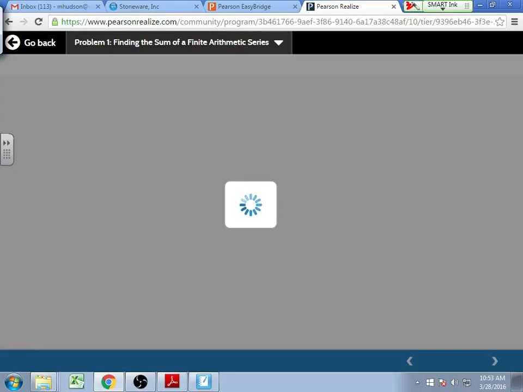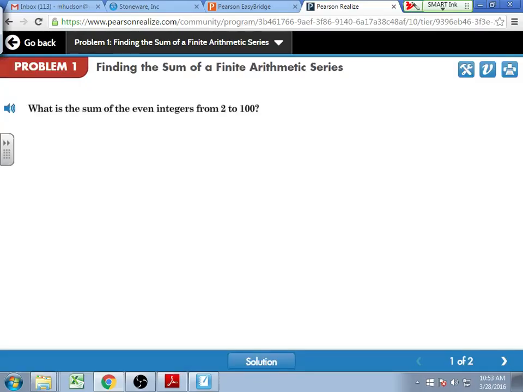So we have this series, and we're going to run through the example problems quickly and then take a little bit longer. If we want the sum of the even integers, what's the common difference? If they're even integers, my common difference is going to be 2. How can I determine how many terms I have? Is it 50 or 49?